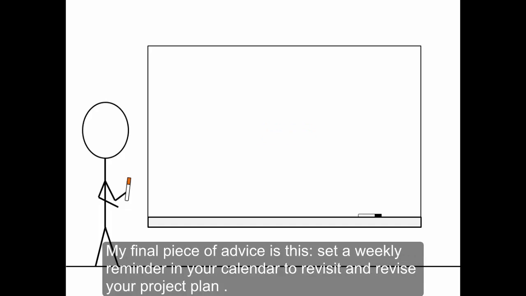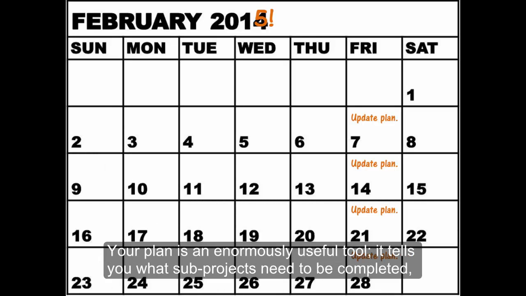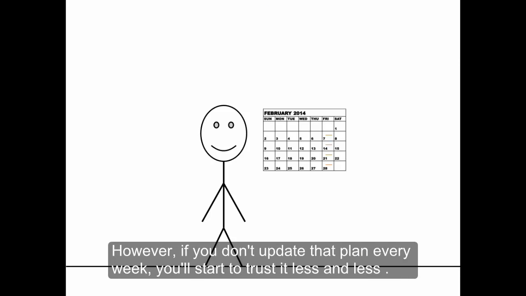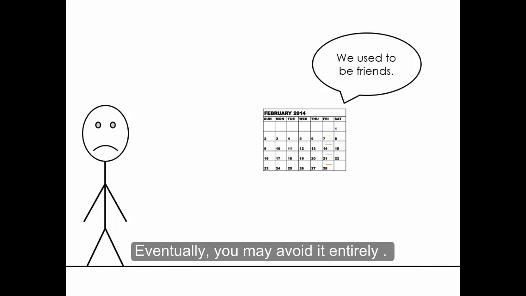My final piece of advice is this. Set a weekly reminder in your calendar to revisit and revise your project plan. Your plan is an enormously useful tool. It tells you what subprojects need to be completed and what next actions will carry your work forward. However, if you don't update that plan every week, you'll start to trust it less and less. Eventually, you may avoid it entirely.